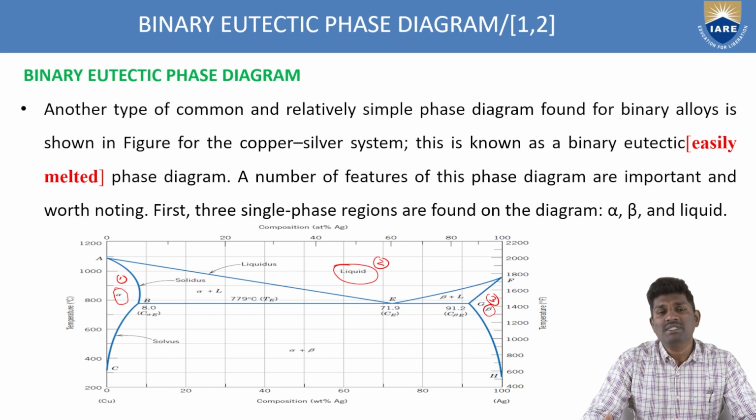If the same system has 2 phases, that means more than 1 phase, we have to use the tie line method. With the help of the tie line method, we find the composition as well as the temperature at the particular point. So now we have a total of 3 single phases available in this binary eutectic phase diagram of copper and silver, namely alpha, beta and liquid, as shown in this figure. Clearly these are 3 single phase regions.